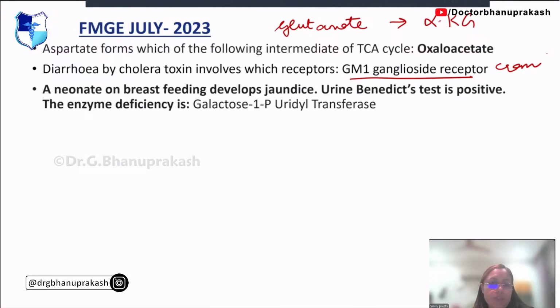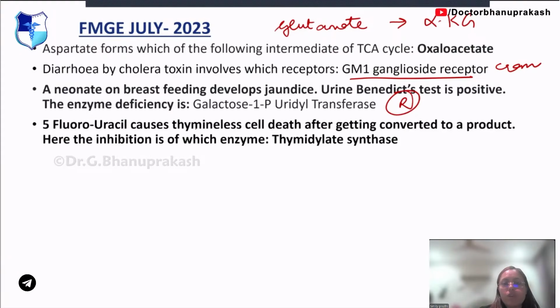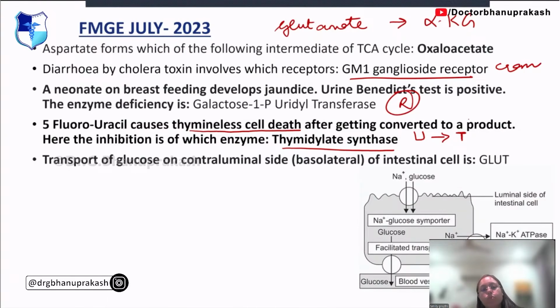A neonate on breastfeeding develops jaundice. Repeated question: galactosemia, urine Benedict's test positive, enzyme deficiency GALT. 5-fluorouracil causes thymineless cell death because of inhibiting the enzyme thymidylate synthase. This enzyme converts pyrimidine U to T. Okay, U is uracil, T is thymine.